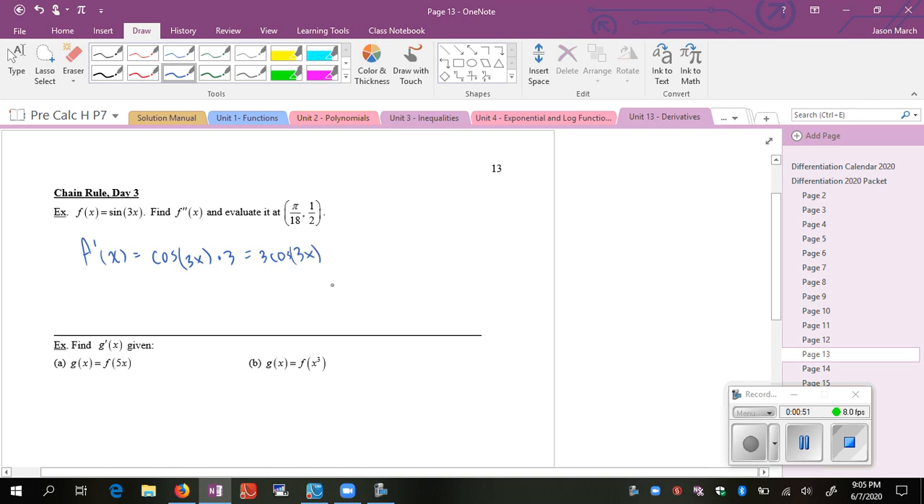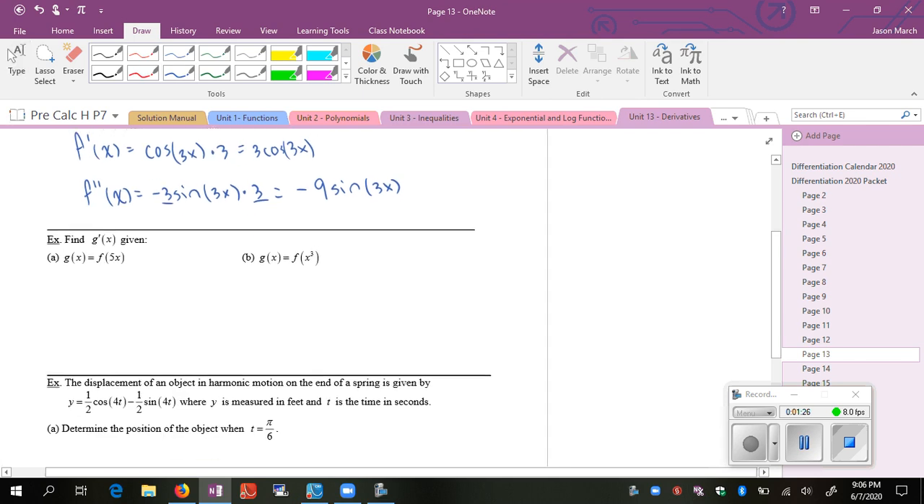I do not need the product rule here because that number in front is not an algebraic expression. It's just a coefficient. So when I take the second derivative, I'm going to again apply the chain rule. The derivative of 3 cosine would be negative 3 sine of stuff times the derivative of stuff. So our final answer for the second derivative is negative 9 sine of 3x, because the 3's here can multiply together.